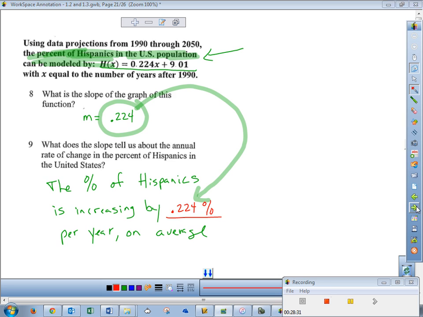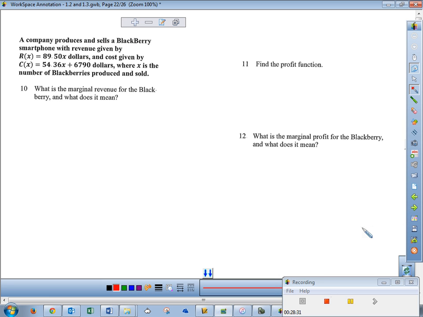Finally, something maybe new to you. Company produces and sells a BlackBerry smartphone. Yay for BlackBerries. Welcome to 2004. With the revenue given by this revenue function, R of X, 89.50 times X dollars. Revenue, what does that mean? Do you know what the word revenue is all about? Which is fine if you don't.